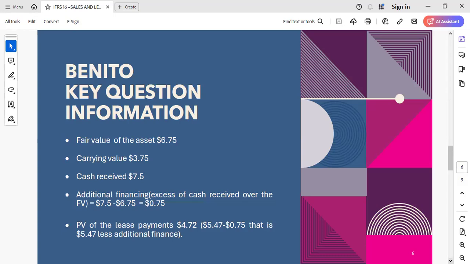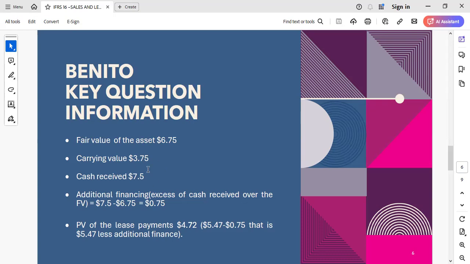Now we go into the Benito question, which I believe that you've read through. If you've not, go to the comment section, download the question, read through, then you come back and continue. But the key things you're going to see in that question is that number one, the fair value of the asset that has been sold is 6.75. The carrying value of the asset is 3.75. The cash that we received is 7.5.